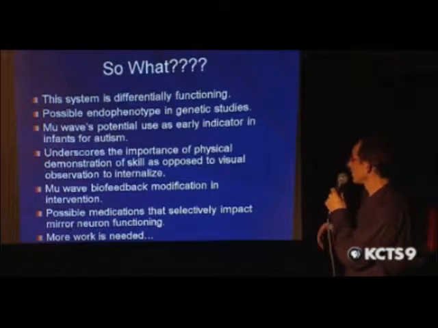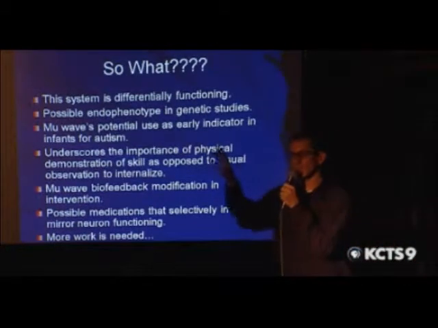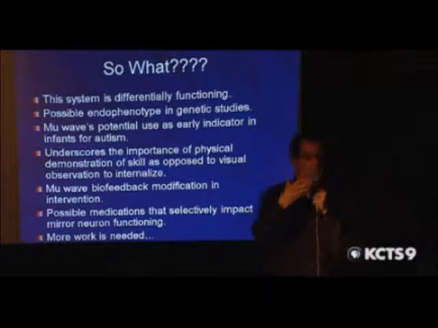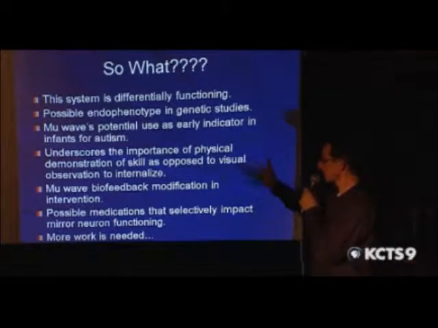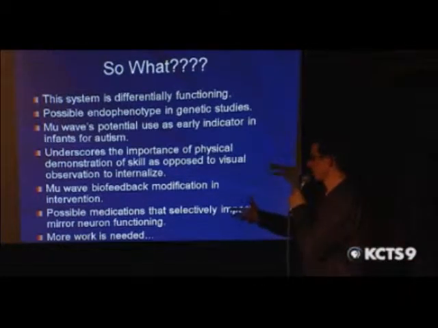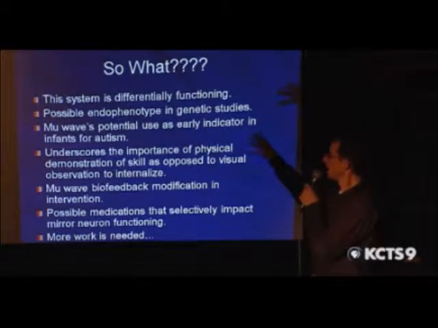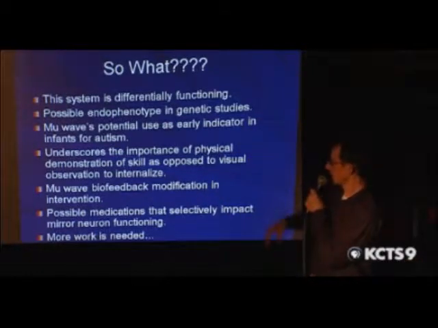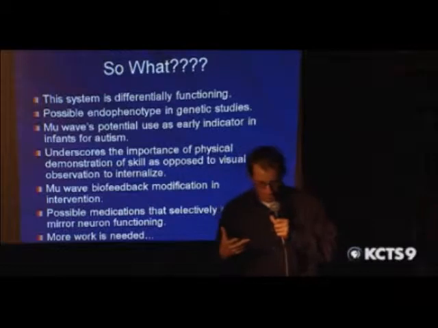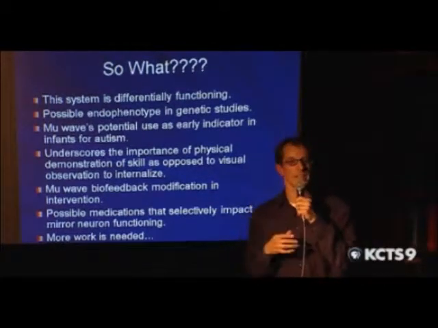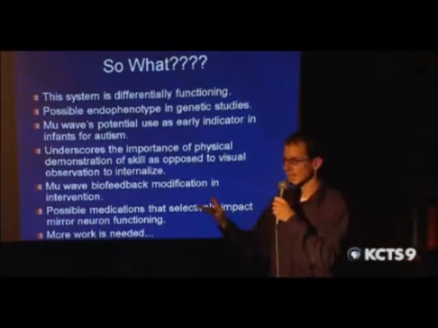Other things that this might mean. I think about it in terms of the implications for how we understand what autism is, how we treat autism, and then future work. In the how we understand autism category, I would suggest that looking at this mu rhythm, it's possible this could serve as an endophenotype in genetic studies.